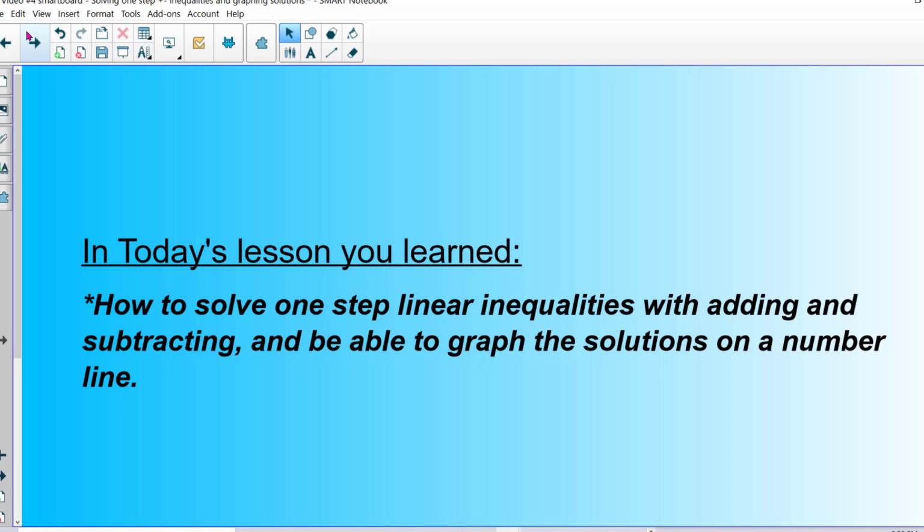So, to recap, in today's lesson, you learned how to solve one-step linear inequalities with adding and subtracting, and you're able to graph the solutions on a number line.